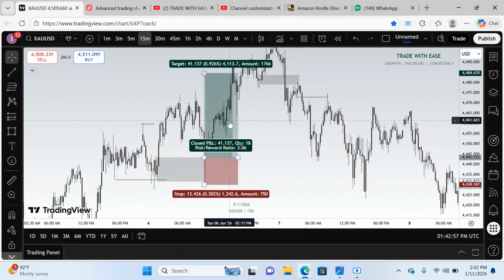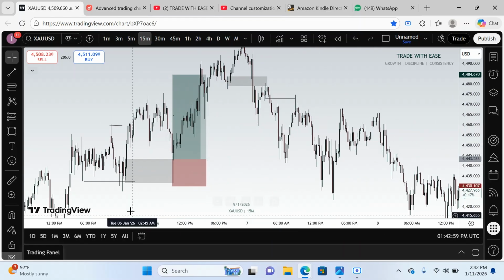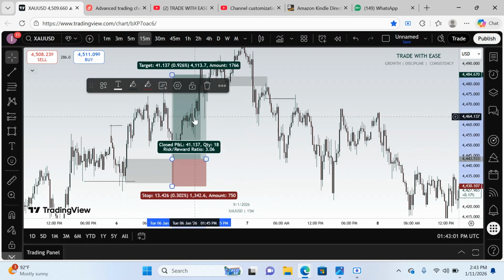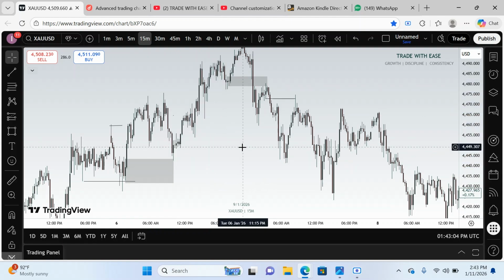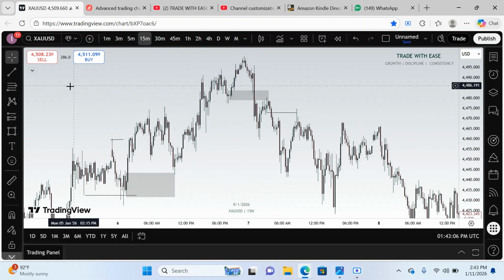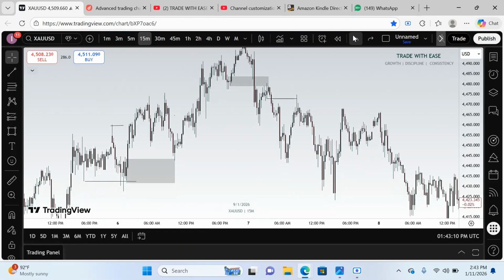Can you see price gave you a very simple trade? Now that is that. We have already won that trade. Sorry, let me return.